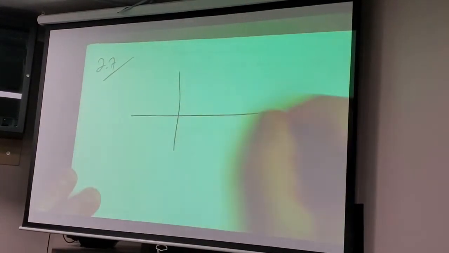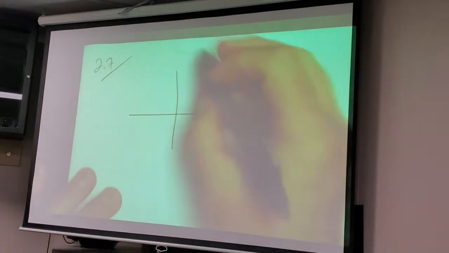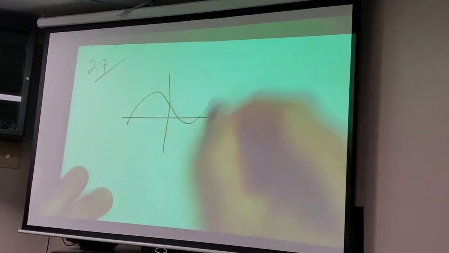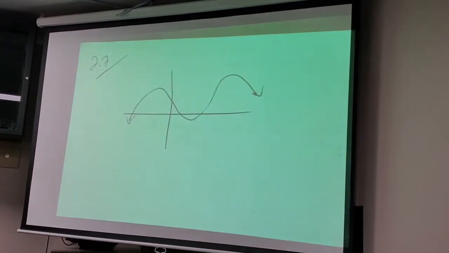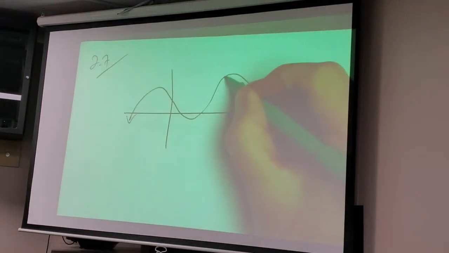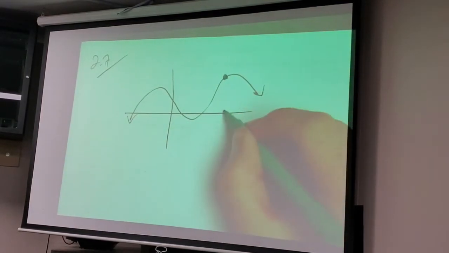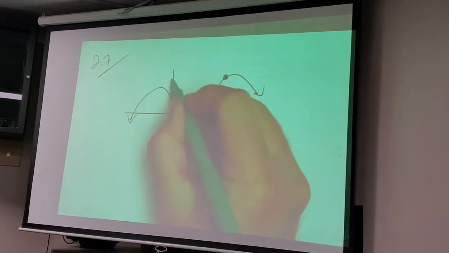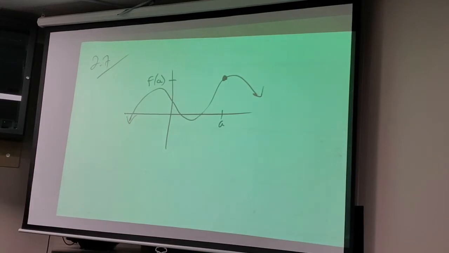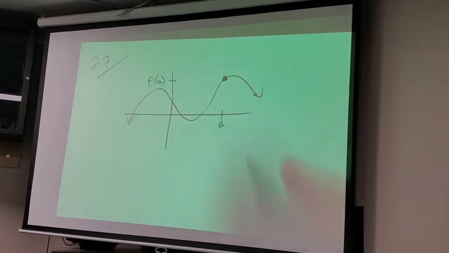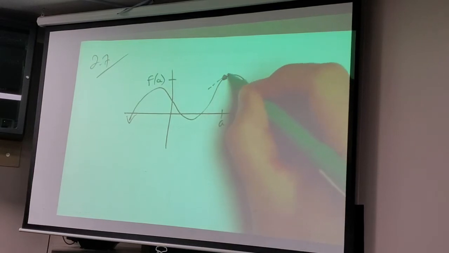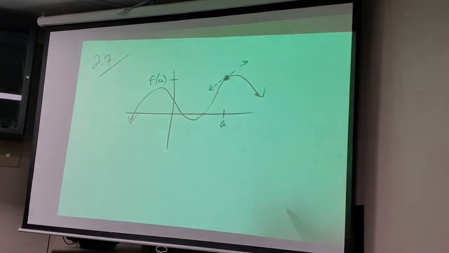Given any function, let me just draw a function. If I want to know the slope at a point, one thing I can do is take, so here's the slope at that point. That's the tangent line, right?